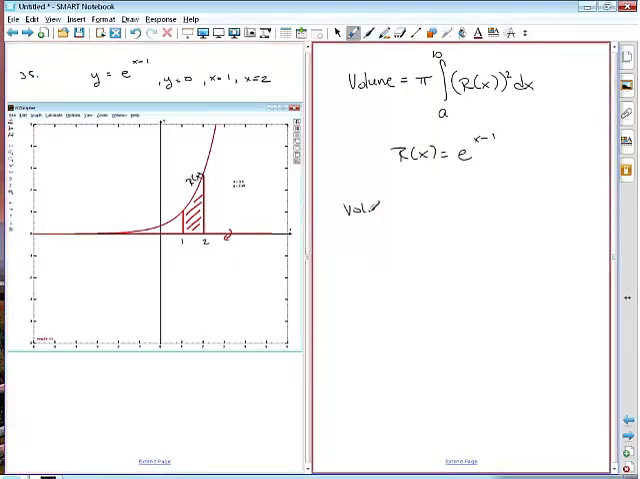So the volume is equal to pi times the integral from 1 to 2 of e to the x minus 1 quantity squared dx. So let's multiply out. That's usually what we do, is we square the term that we have. So when you square this, that means you're going to multiply each exponent by 2. So you get e to the 2x minus 2 dx.